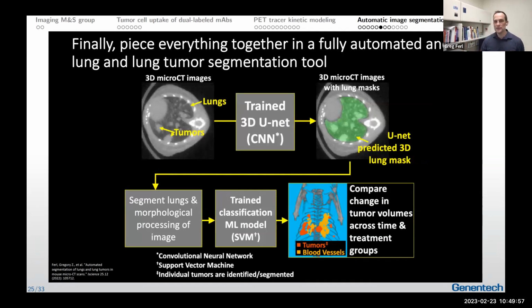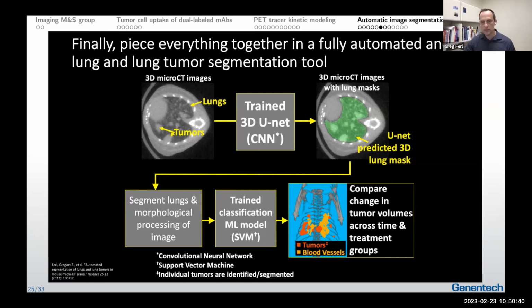What we ended up with is a single fully automated pipeline where you can feed in a micro CT image or a batch of micro CT images. It goes through all these steps. It executes the convolutional neural network, does the lung segmentation, does all the morphological processing, and applies the trained support vector machine. Your output is an image like this, or information like this, where you have the blood vessels in yellow segmented out, and then the individual tumors in orange segmented out as well. And qualitatively, it works well.